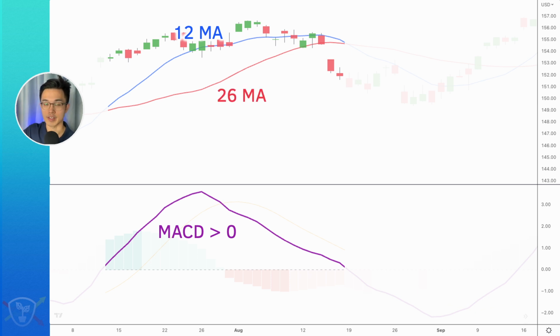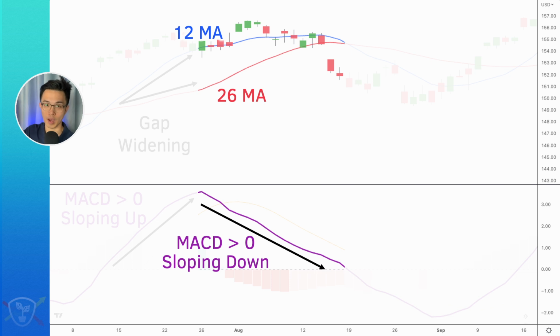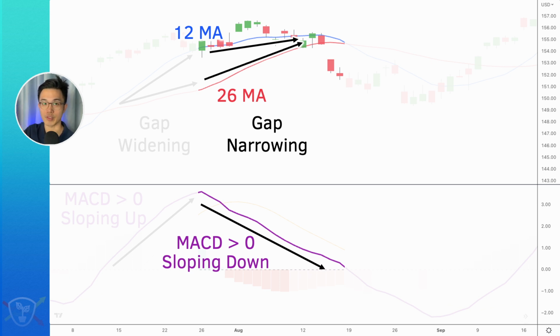If the MACD line is above 0, is positive, and it's sloping upwards, this tells us that the 12-period and the 26-period moving averages are moving further apart. The gap between them is actually widening. This is an indication that prices are increasing. If the MACD line is positive but sloping down, this tells us that the 12 and the 26-period moving averages are actually coming closer together. The gap between them is now narrowing. And what this means is that the momentum of the price could be slowing down, or the prices may even be falling.